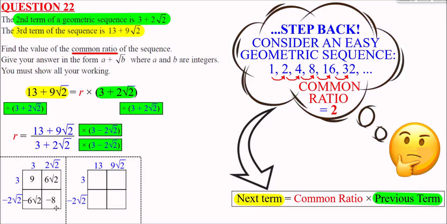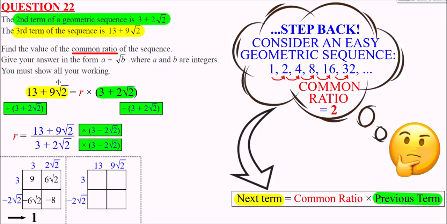If I simplify this, 6 root 2 and the negative 6 root 2 will cancel each other off. So I'll just be left with 9 minus 8, which is exactly 1. So the denominator, after rationalising it, will become 1. Now we need to multiply the numerator by the same thing, by 3 minus 2 root 2.